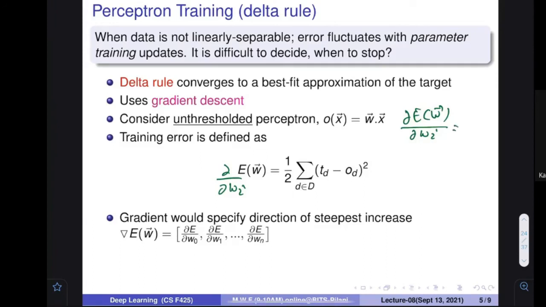What is the value? You know that the half is a constant, so there is no problem. You go inside, it is term by term. Many terms are there, so you can see that all these terms are written one by one.